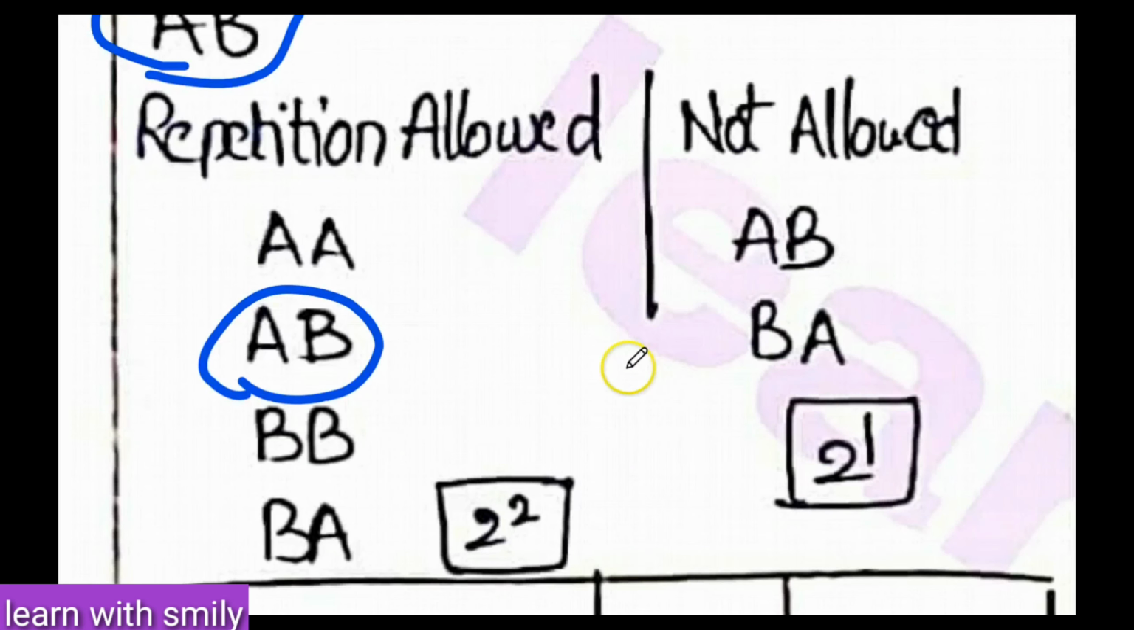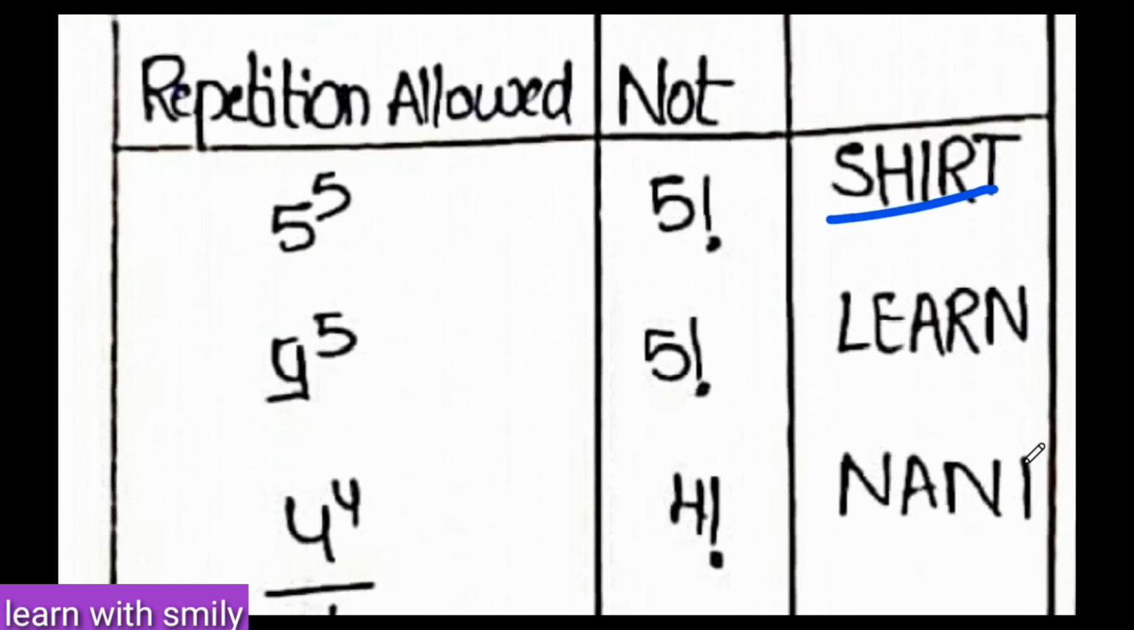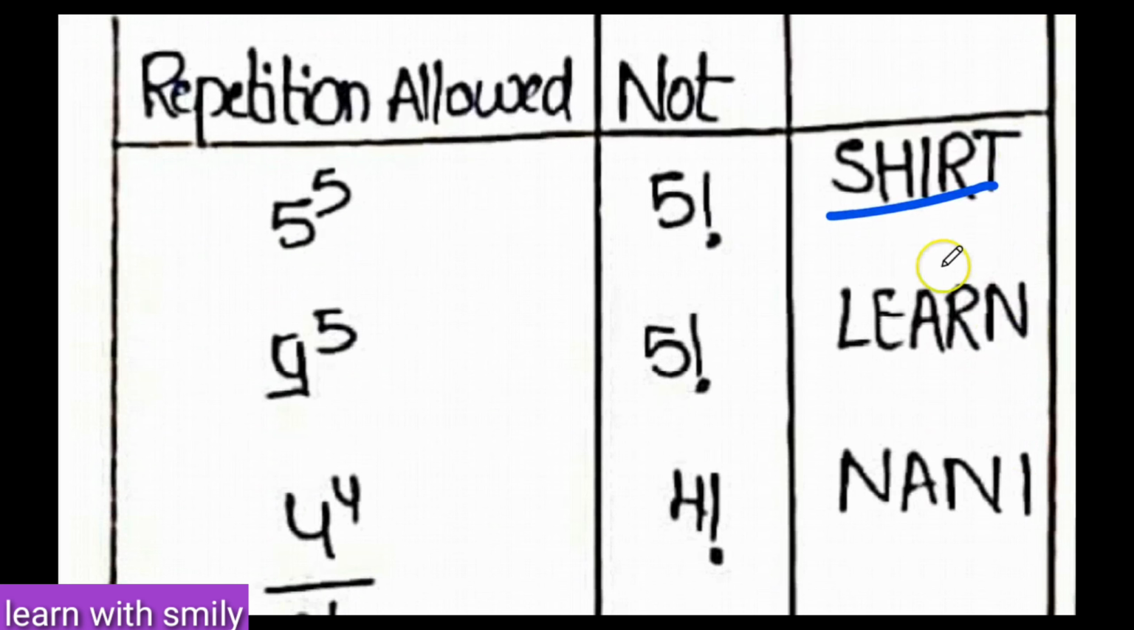Coming to the formula, arranging n letters with repetition allowed is n power n. We can just see that there are 2 letters and repetition is allowed for those 2 letters, so it is 2 power 2. Let us take a quick example for the words that we have already used, that is shirt.